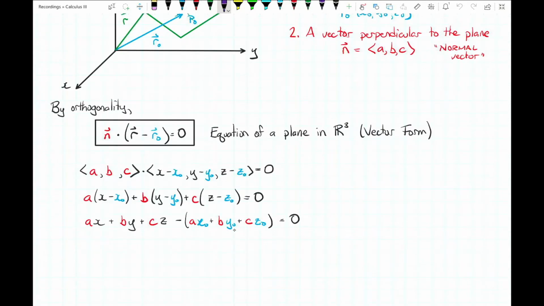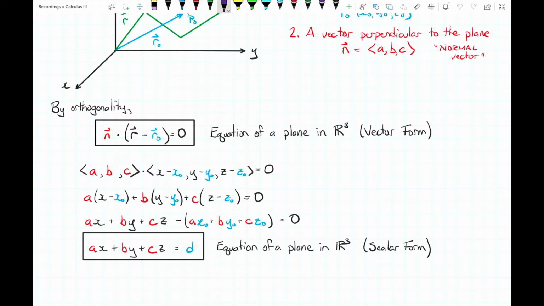Now, since x naught, y naught, and z naught are just simple constants, they're just scalars, then we could collect all this together and maybe just call that value d. And when we move it to the right-hand side of the equation, then we get the equation of a plane in scalar form: ax plus by plus cz equals d. And sure enough, you can see that that is a linear equation.